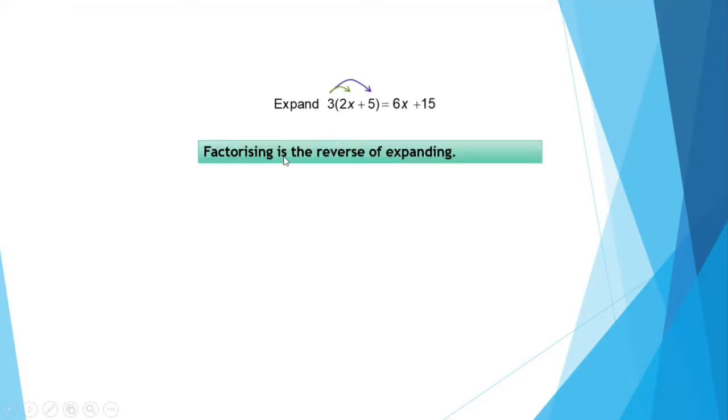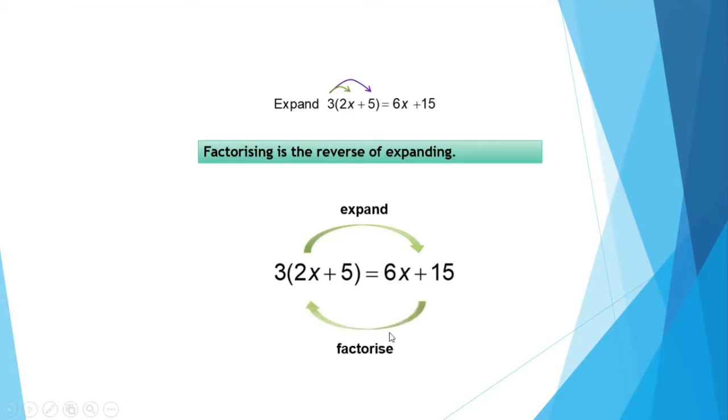And then factorizing is the reverse of expanding. So 3 in bracket 2x plus 5 is equal to 6x plus 15. What does this mean? This is what you are doing, expanding this way. And when we go in reverse, what we are doing is factorizing. So for 6x plus 15, the factors are 3 and 2x plus 5.